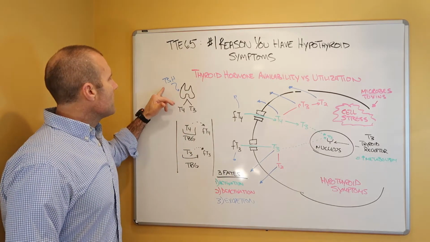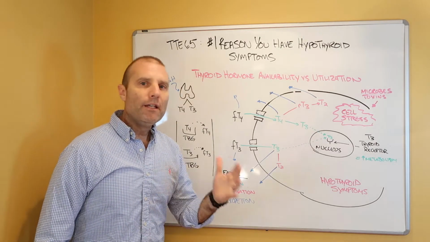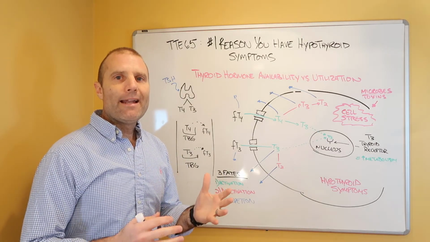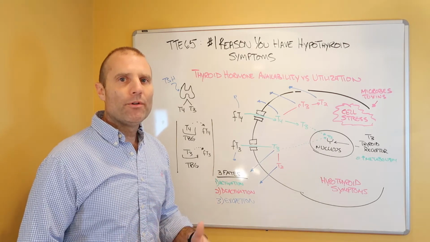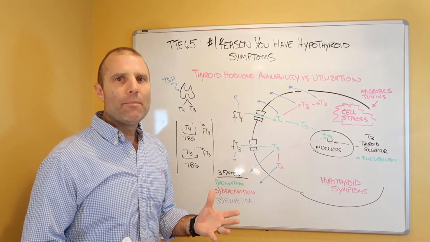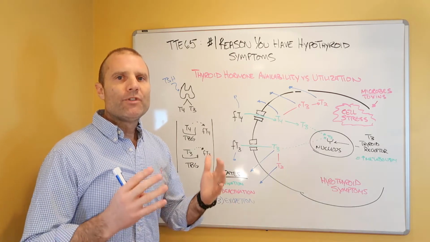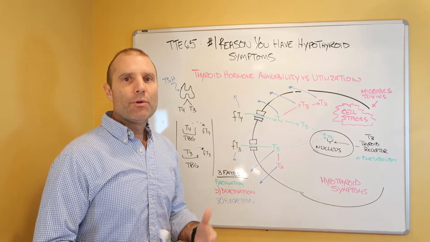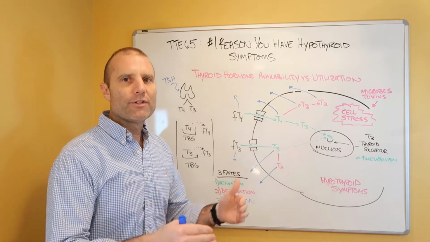TSH stimulates the thyroid gland to produce T4 and T3. T4 is the primary inactive hormone that's made by the thyroid gland. T3 is the active hormone, but very small concentrations are made by the thyroid gland. Most of the cells in your body prefer T4 versus T3 because they like to control the activation of thyroid hormone within the peripheral cells.